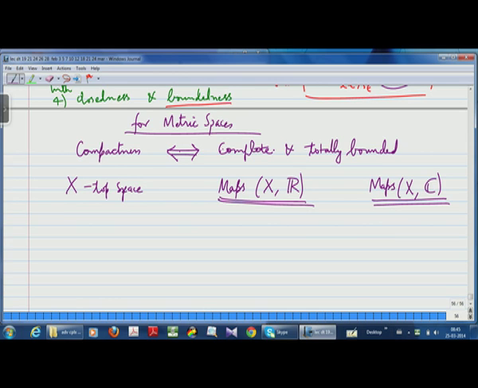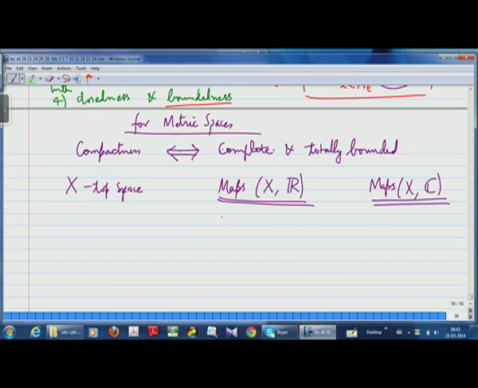And the point is that among these maps, if you look at only bounded maps, maps whose images are bounded, I can talk about boundedness because the image is going to lie either in R or in C. For a real valued function, the image is a subset of R. For a complex valued function, the image is a subset of C. So boundedness of the image makes sense. Let me write this. If I take the bounded maps from X to R, or the bounded maps from X to C, this is a subset of this.